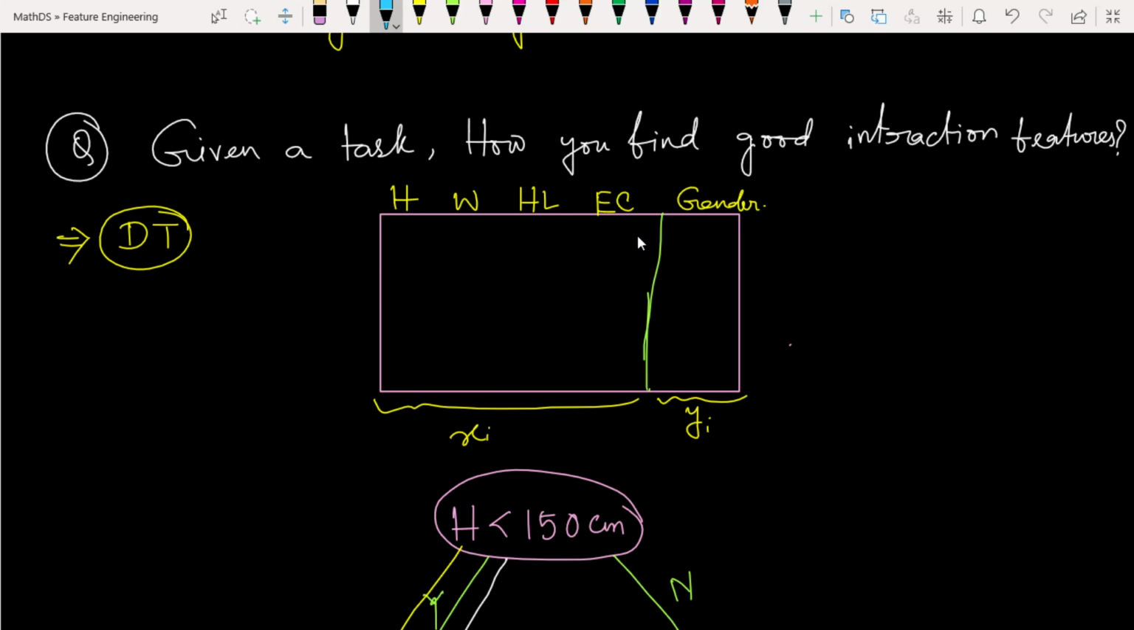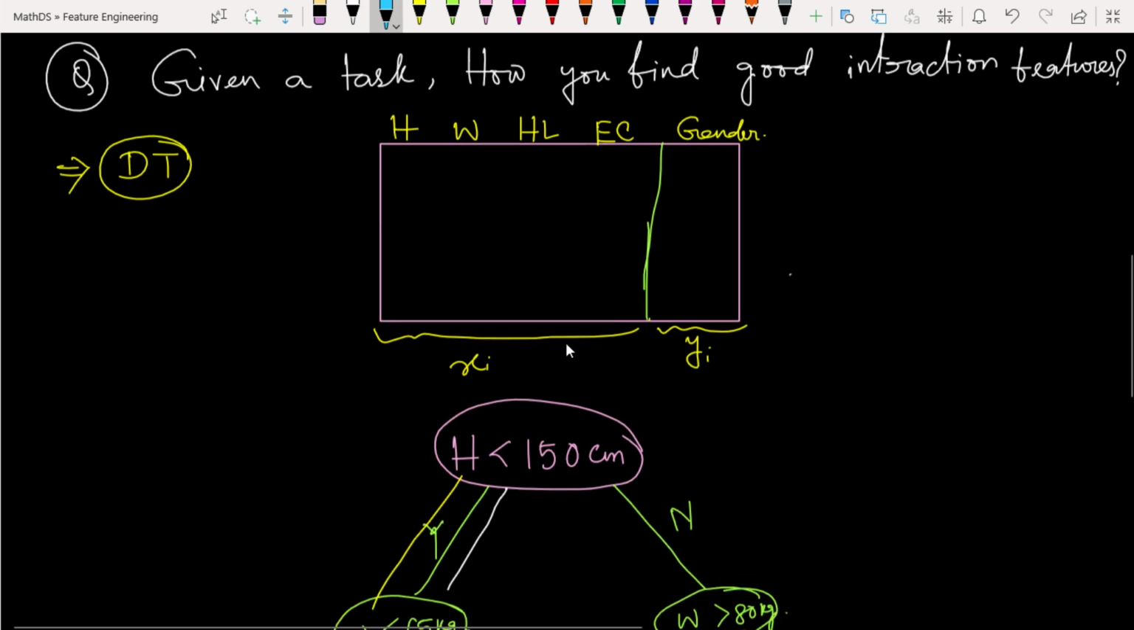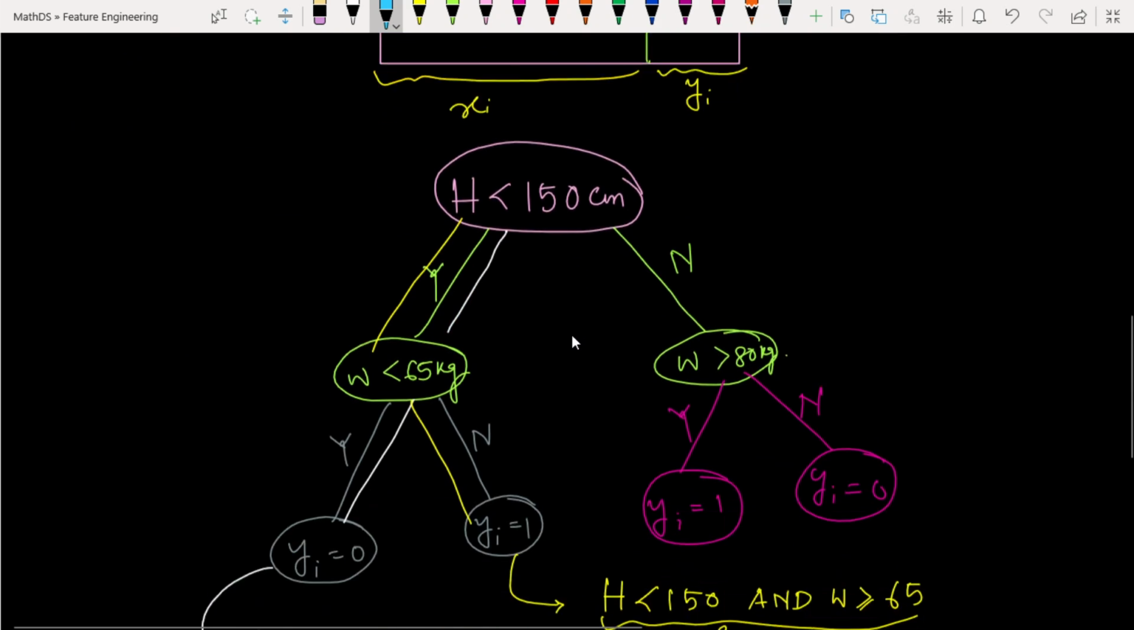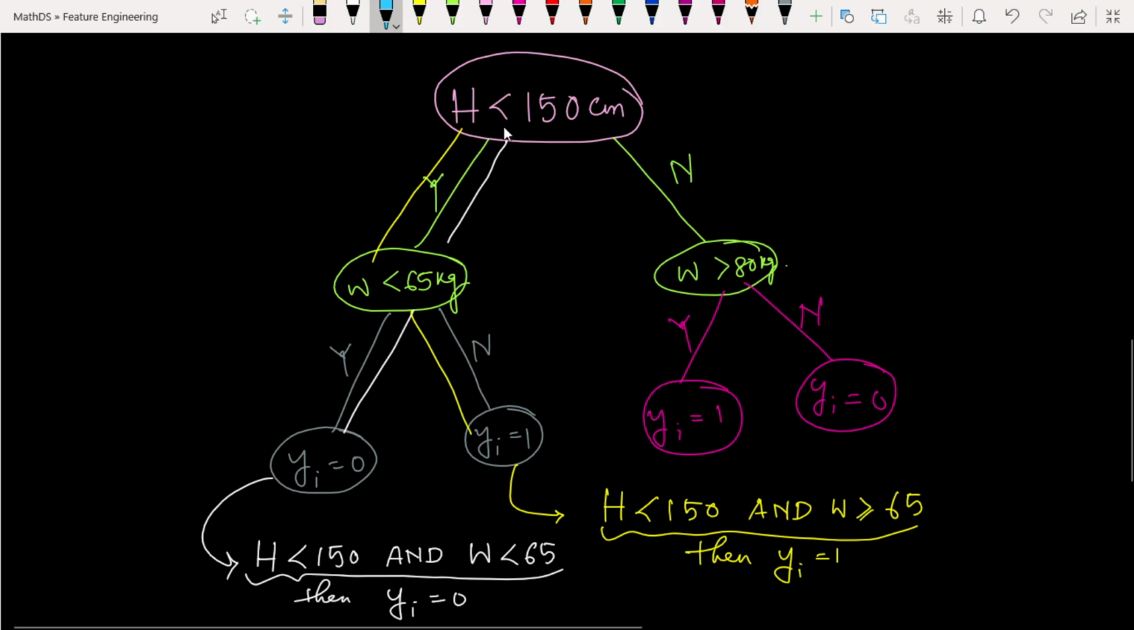If we apply a decision tree onto this data set, suppose we get this kind of decision tree. First, if our height is less than 150 centimeters, then there are two threshold values. If yes, we get weight less than 65 kgs. If no, we get weight greater than 80 kgs. Then for each branch we get yes or no. If it is yes, then y equals 0. If it is no, y equals 1. Similarly here also. Okay, so just see this path.